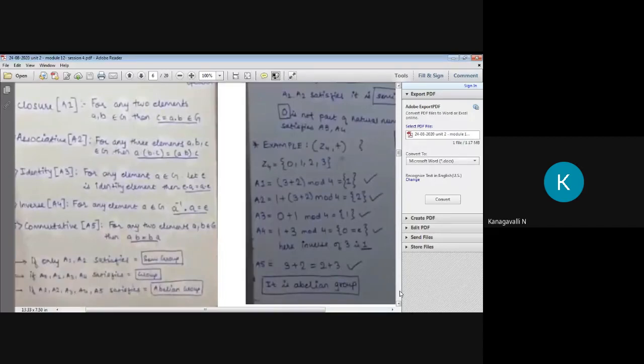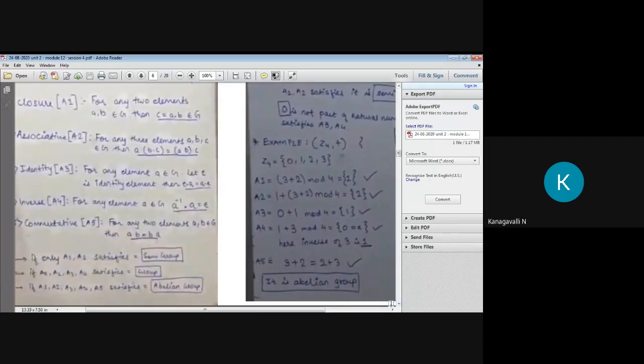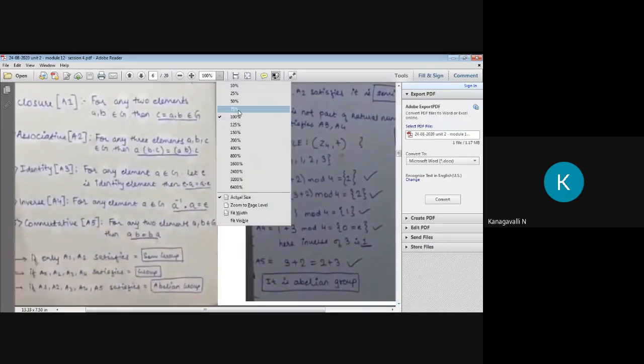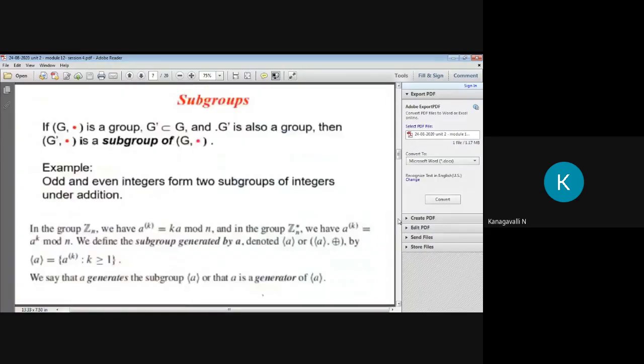So in your examination, they are asking questions like this only. This is your part A. Check whether the group is an abelian group or a semigroup. Alright. Then see the next one.